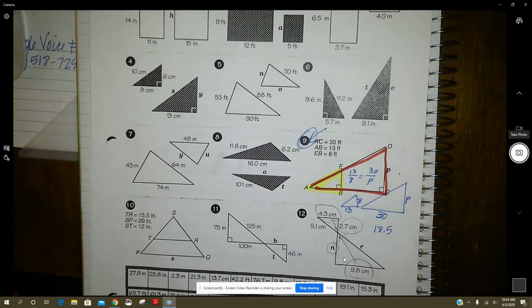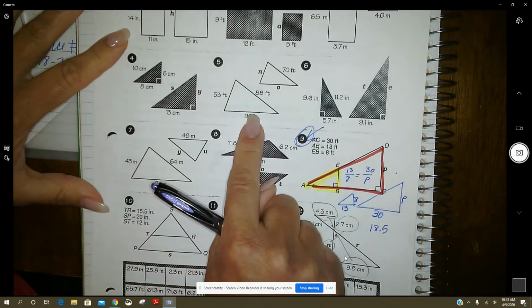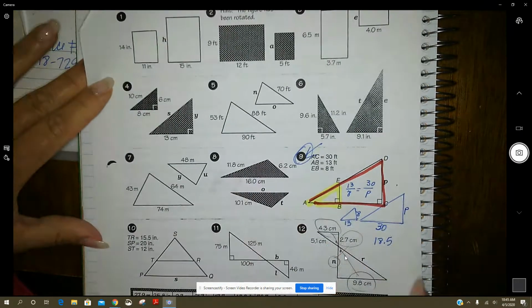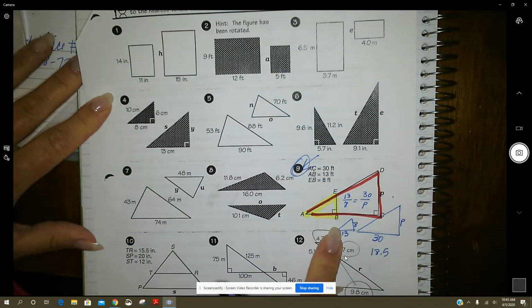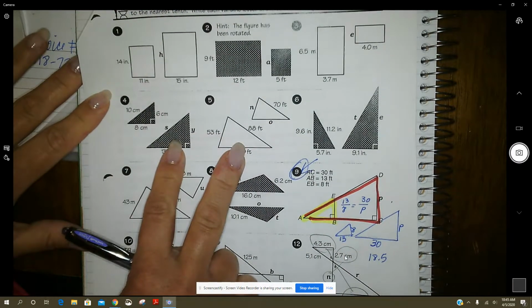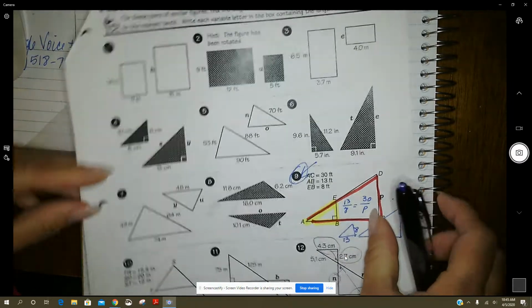Hey guys, so I noticed that a lot of you were asking some questions about numbers 4 and 5. I had gone over with you how to do, I think, 1, 2, and then number 9 on the video, but there were a lot of you that were asking questions about 4 and 5. So I just wanted to touch base with you and go over those with you, okay?